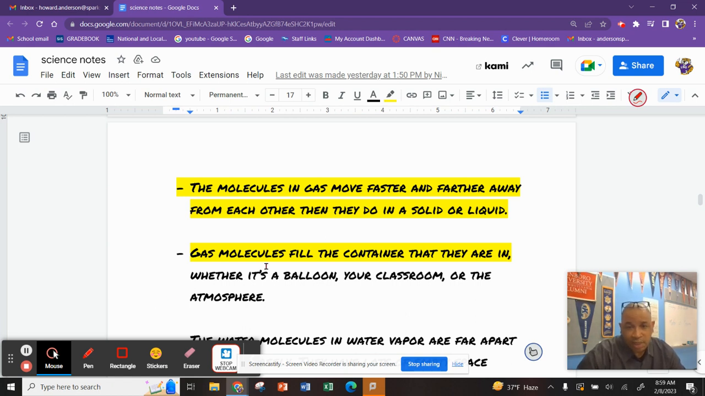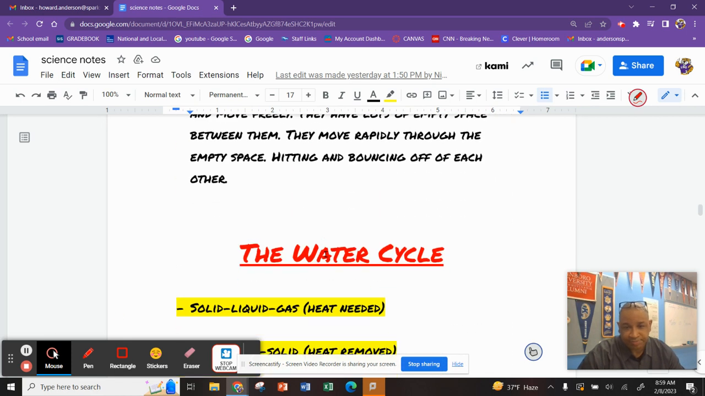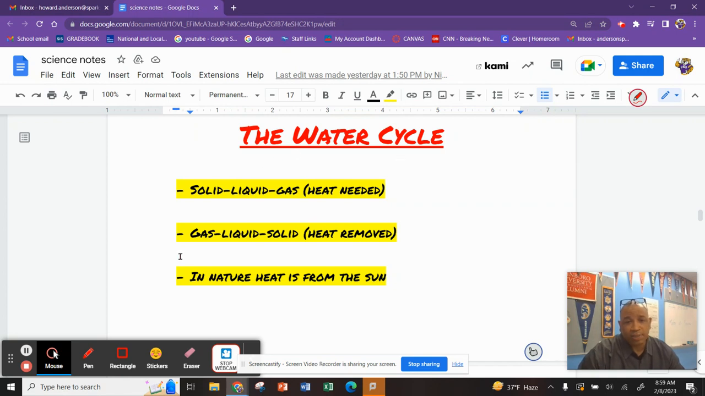All right. Gas molecules fill the container that they're in, whether it's in your balloon or your classroom. All right, the water cycle. Here we go. If you go from a solid, if you think of ice, then you go to liquid, then you go to gas. What is needed? Heat is needed. If you go from gas, then it goes to a liquid. Then it goes to solid ice. What happened? Heat is removed. Some way, somehow, you will see this. And in nature, heat is from the sun. You will see these three things somewhere on that test.